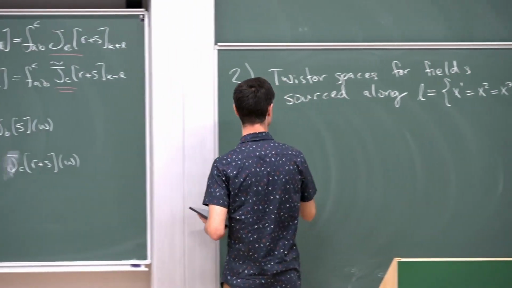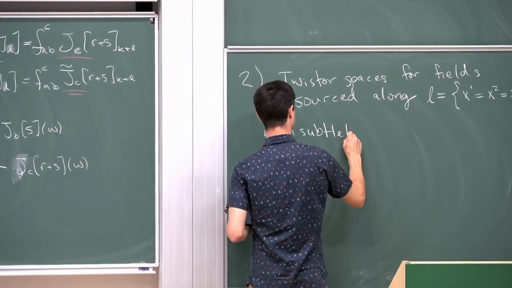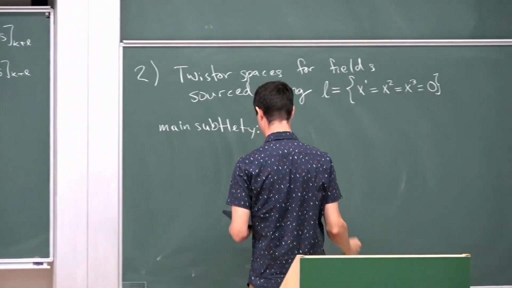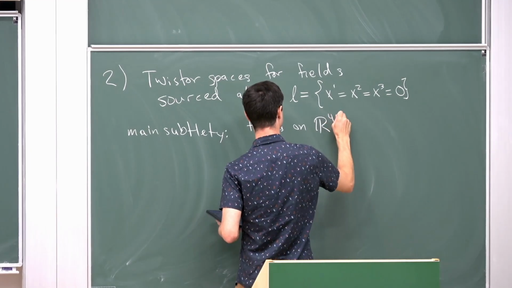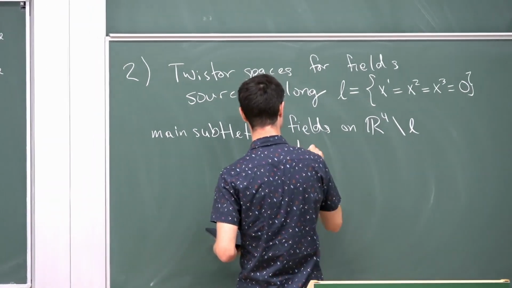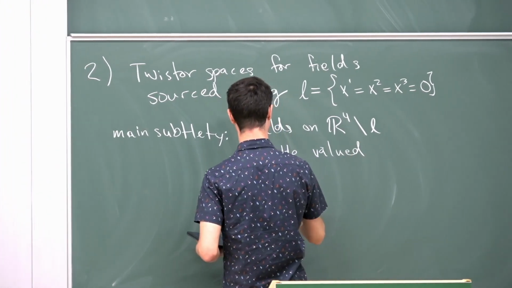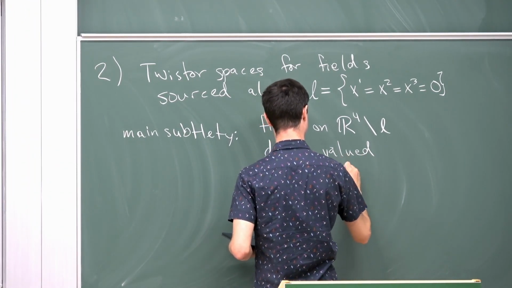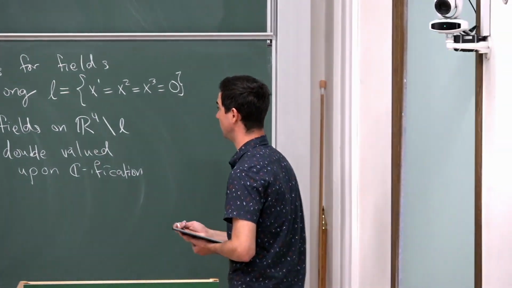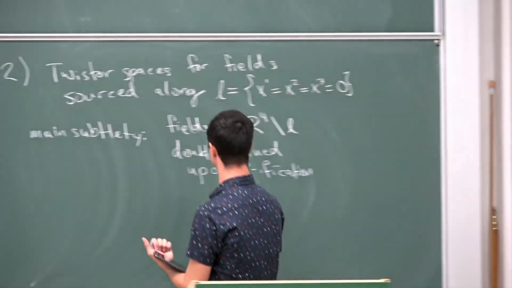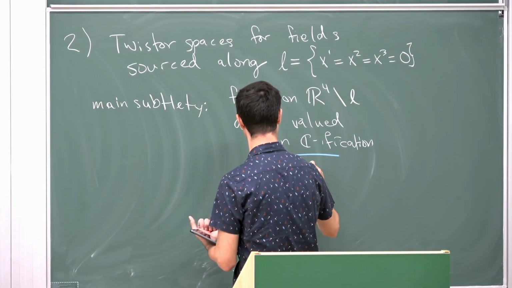And so the main subtlety that you run into is that fields on the complement of this line are double valued upon complexification. Essentially because we have this nice variable r, which is the square root of this distance to the line.